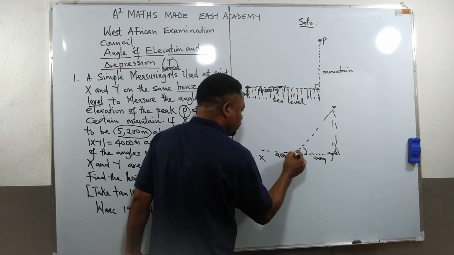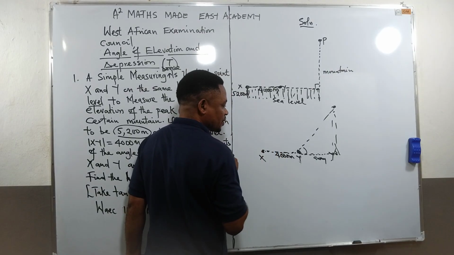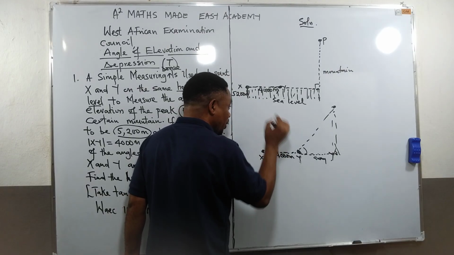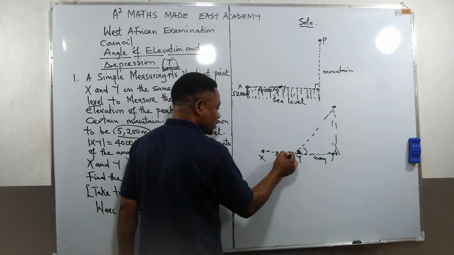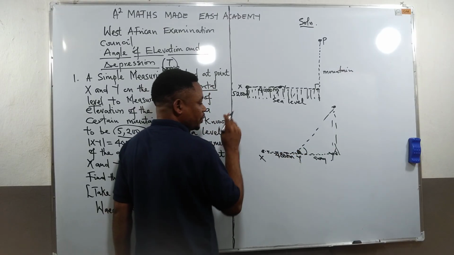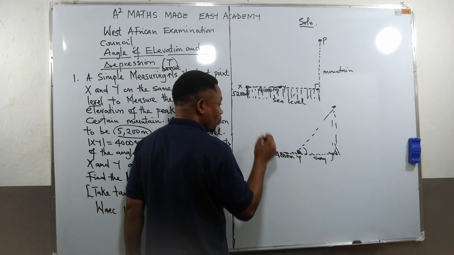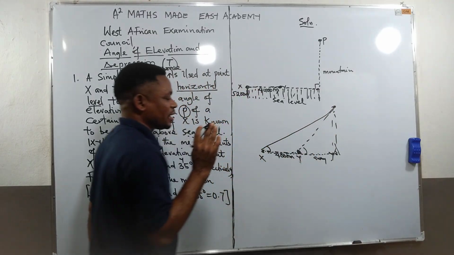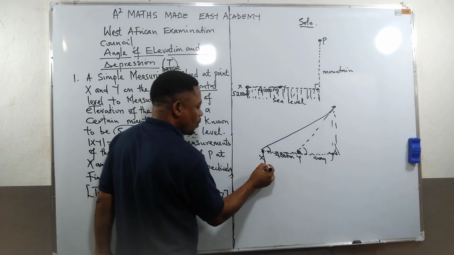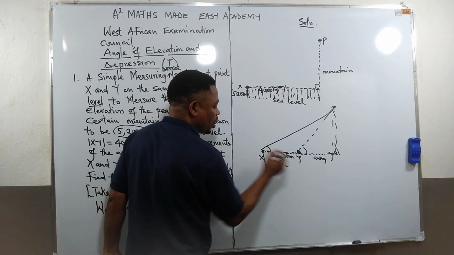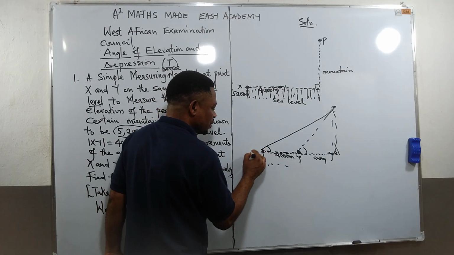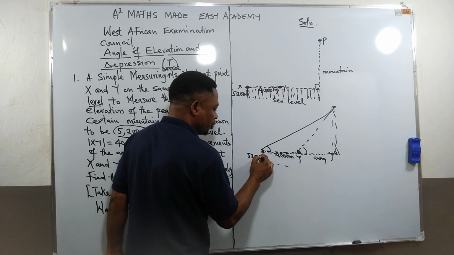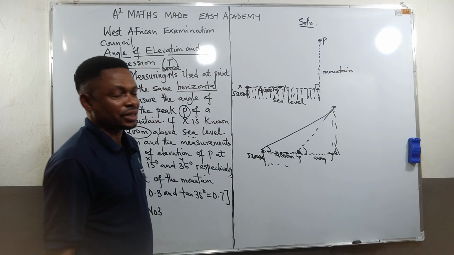And the same thing applies to point X. He will still observe the peak of this mountain as he moves far away from the mountain. And he observes the peak of the mountain, which is exactly how the diagram is. And this particular one now is above the sea level. Above the sea level is given as 5,200 meters. Am I communicating now?